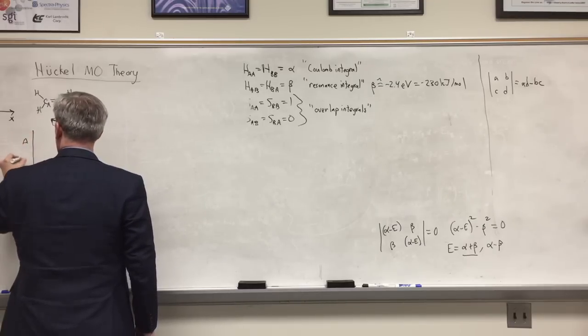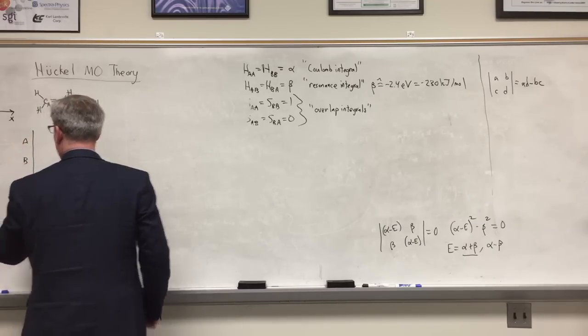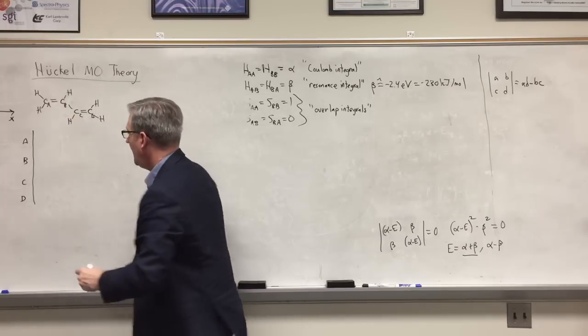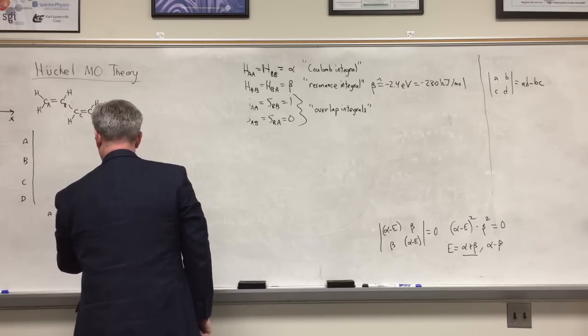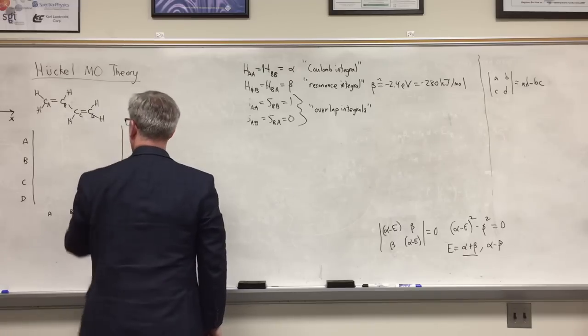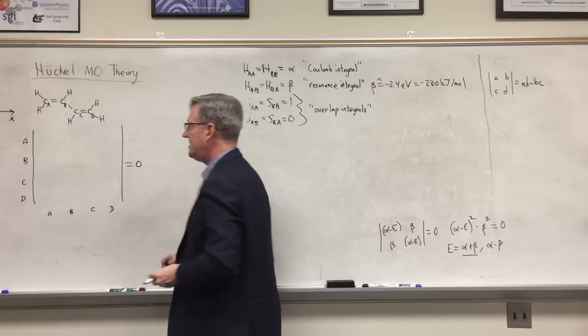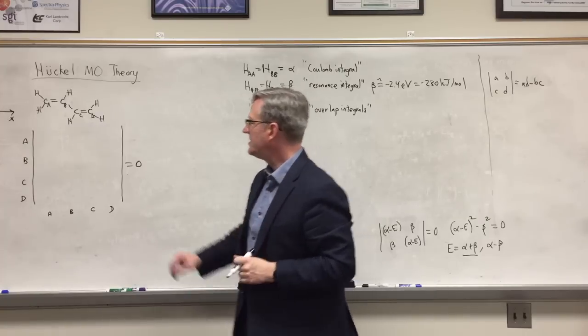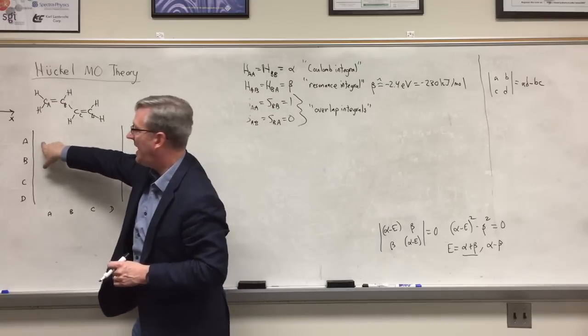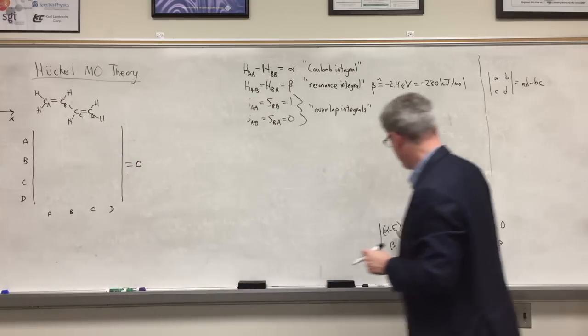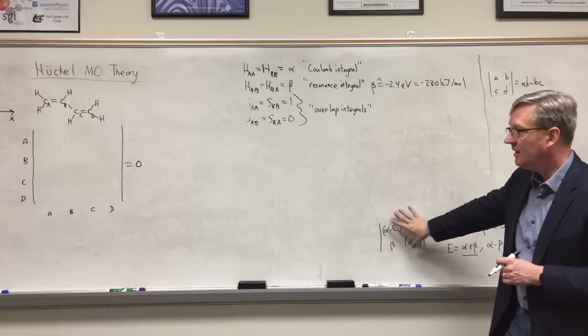I'm going to label the rows A, B, C, and D for clarity with these. And of course the columns will also be A, B, C, and D. Okay? And the whole determinant in the end is going to be equal to 0. The diagonals then correspond to a Coulomb integral for each center, in this case AA, minus the corresponding energy, just as we saw in ethylene.